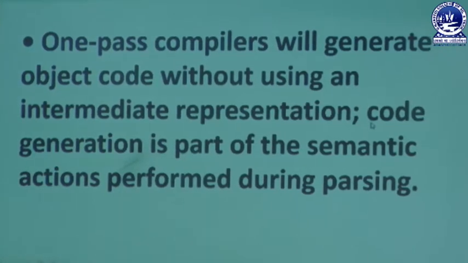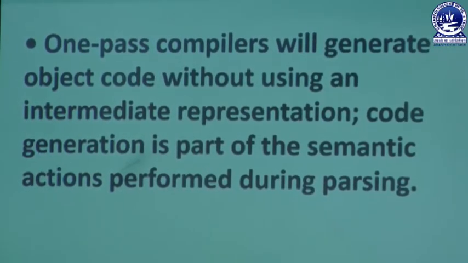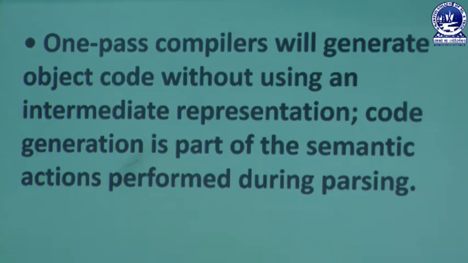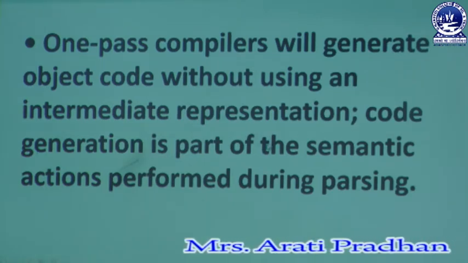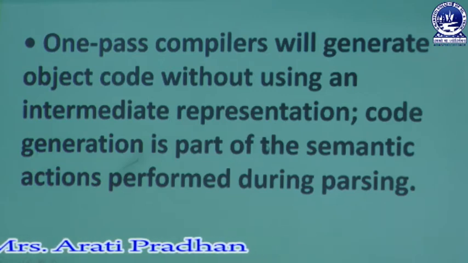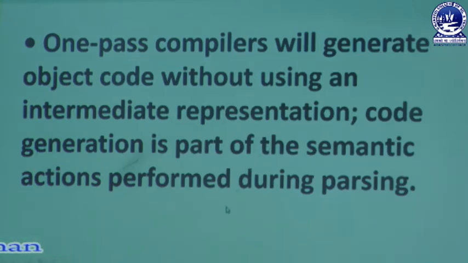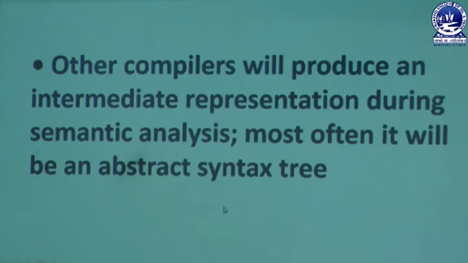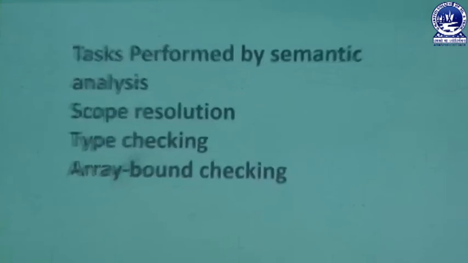We know that there are a number of different types of compiler. Here first of all we are going to discuss the one-pass compiler. A one-pass compiler will generate object code without using an intermediate representation. Code generation is part of the semantic action performed during parsing. Okay. But in case of other compilers, what are they doing? Other compilers will produce an intermediate representation during semantic analysis. Most often it will be an abstract syntax tree.